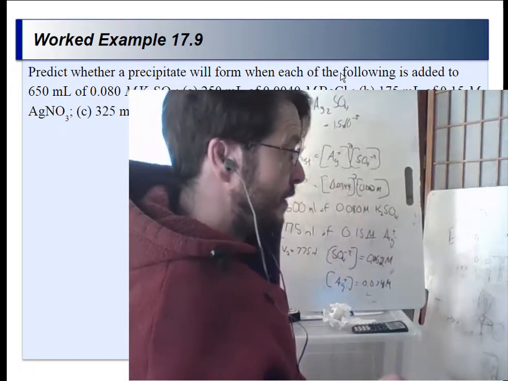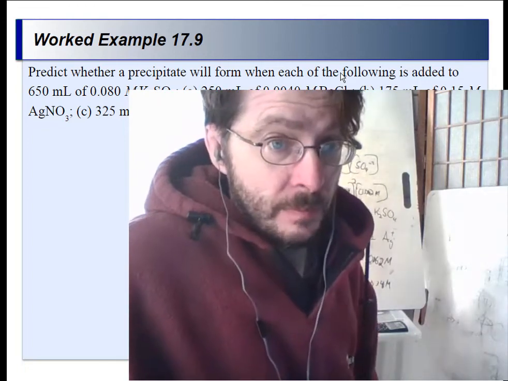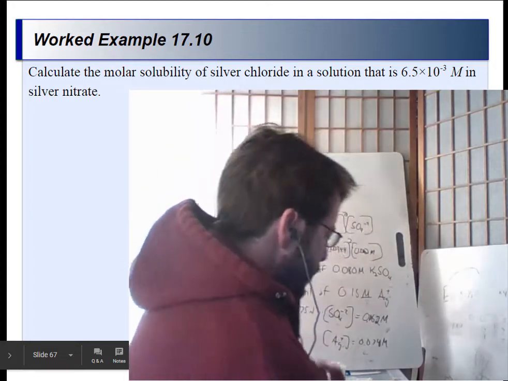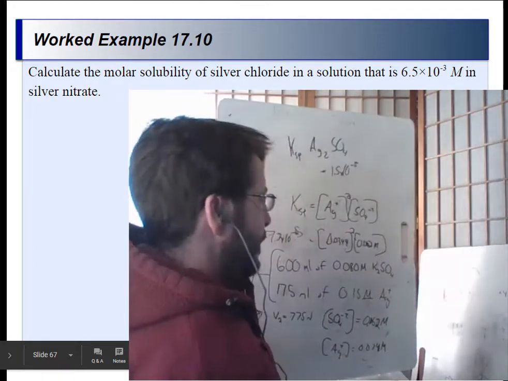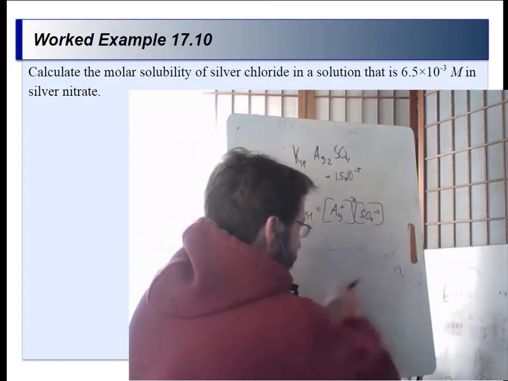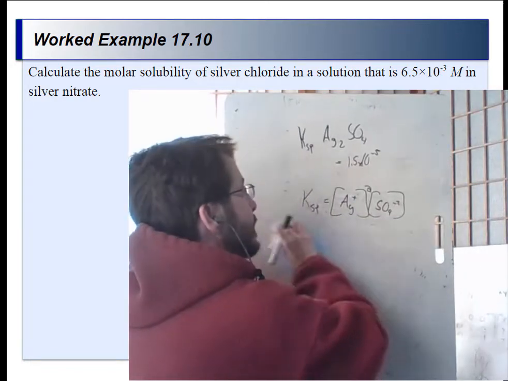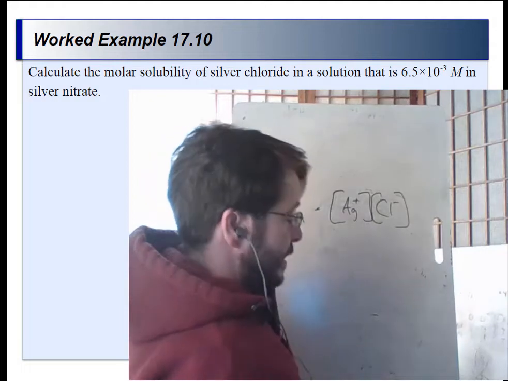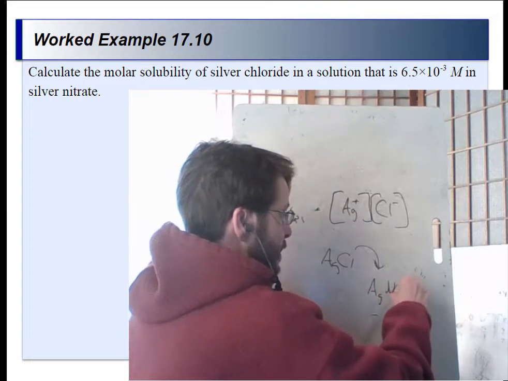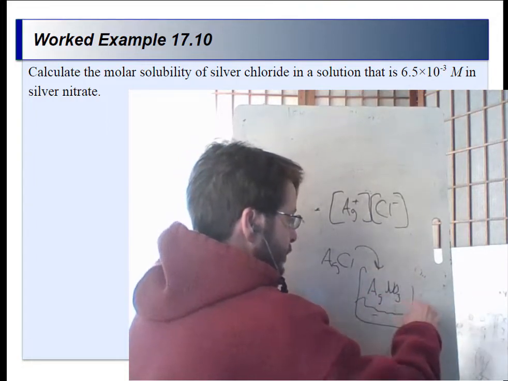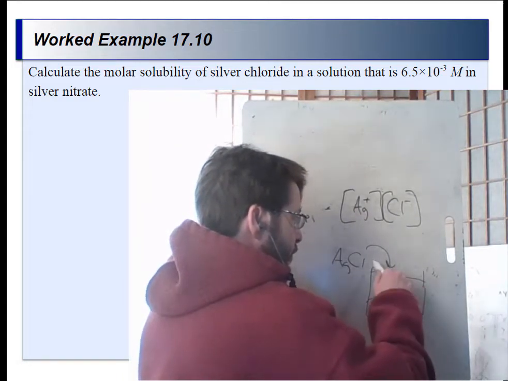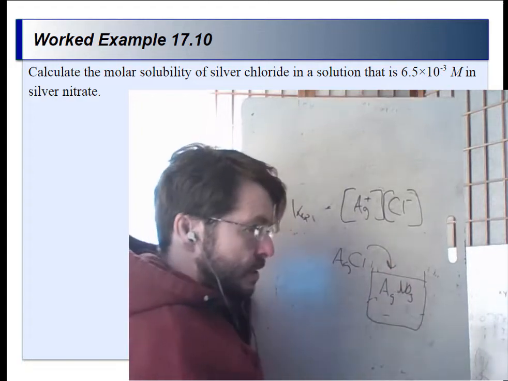So that's another way to utilize the materials. All right, so let's try a slightly different problem. Again, if you know what the KSP is for silver chloride, and we say, okay, let's take some silver chloride and dump it into a silver nitrate solution, how much of the silver will dissolve?